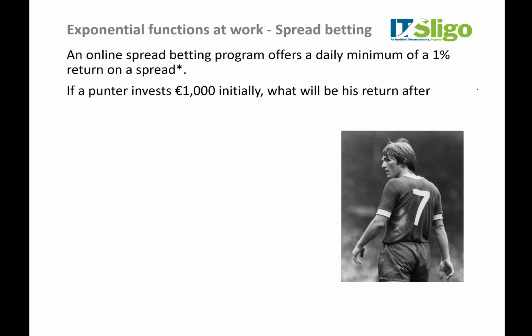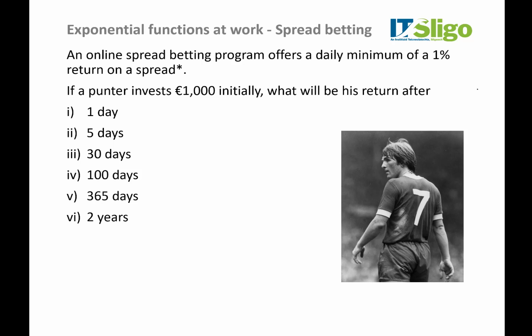So what would his investment be after one day? Well, then he'd get 1% of 1,000, which is €10. So at the end of one day, he'd have 1,010 euros. 5 days. So we look at these in the next slide. And this just gives you an idea of how an exponential function grows. They just grow very, very quickly. There's always a slow start to them, but then they grow very quickly.